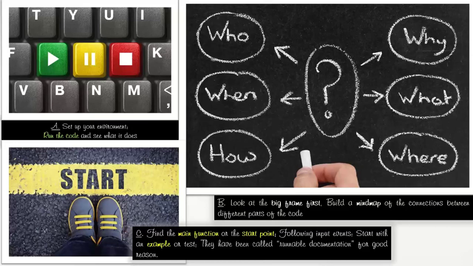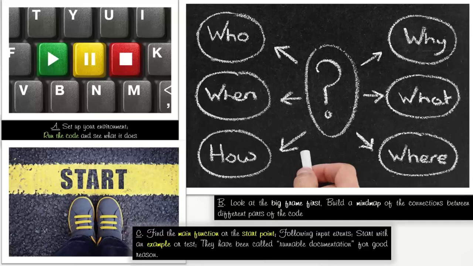The second suggestion is, go and look at the big story first. Look at the code as a whole. Try to build what pieces go where and what is what, instead of focusing on the main function. And it's not easy to do from the code itself, and I'll show you how to do that.